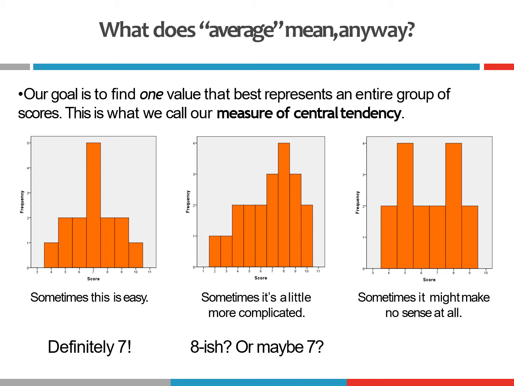So if we simply look at the frequency bars there, it seems like there are two averages. The two averages we might assume from looking at this distribution are both 5 and 8, right? But how is that possible? So sometimes it's very clear, but oftentimes it is not.